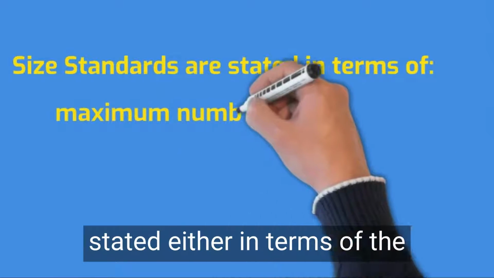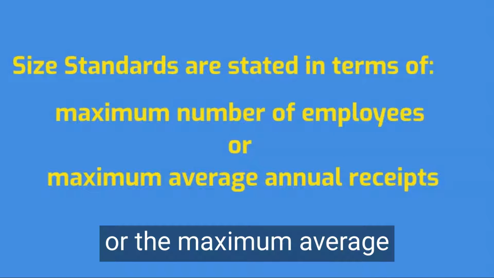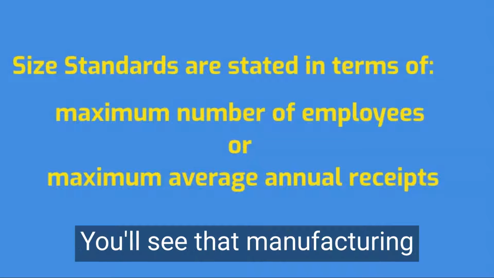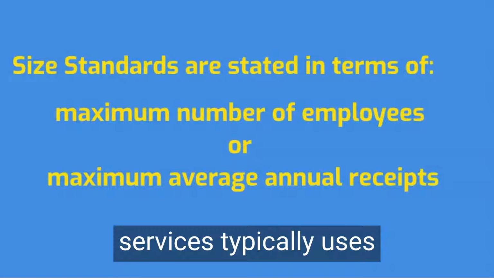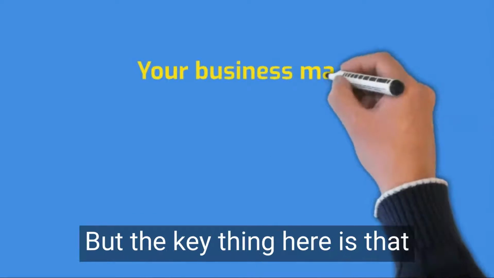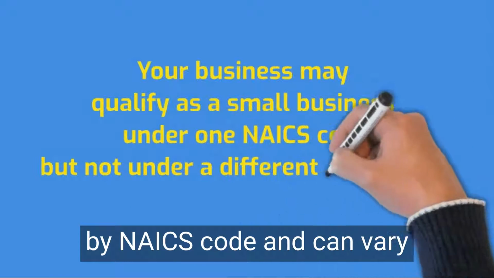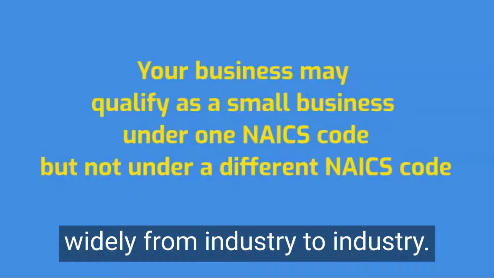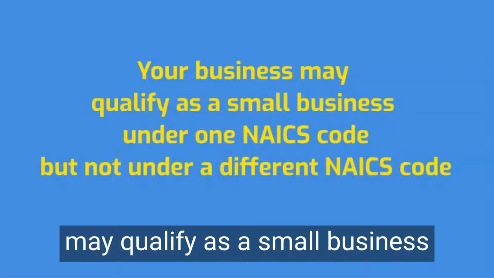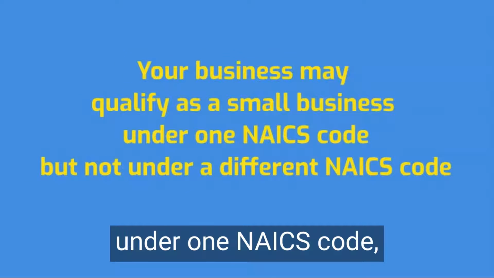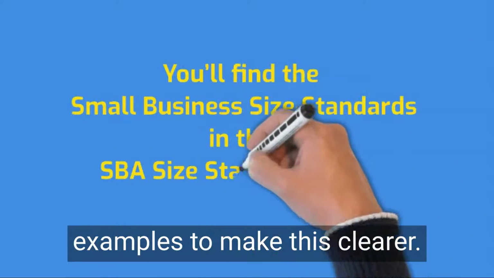Now, the size standards are stated either in terms of the maximum number of employees or the maximum average annual receipts of the business. You'll see that manufacturing typically uses number of employees, while services typically uses average annual receipts. But the key thing here is that size standards are specified by NAICS code and can vary widely from industry to industry. It means that your business may qualify as a small business under one NAICS code, but not under a different NAICS code. Let's walk through some examples to make this clearer.